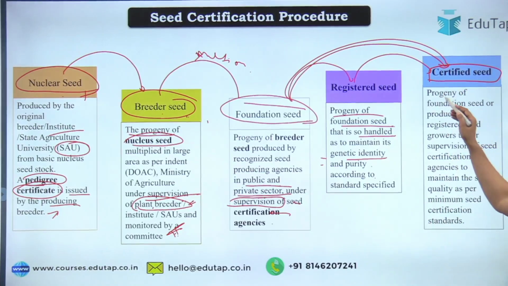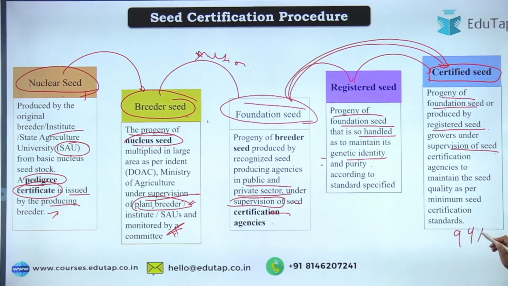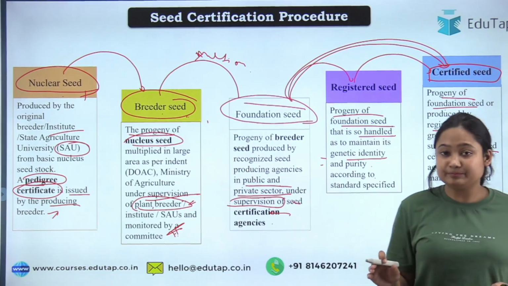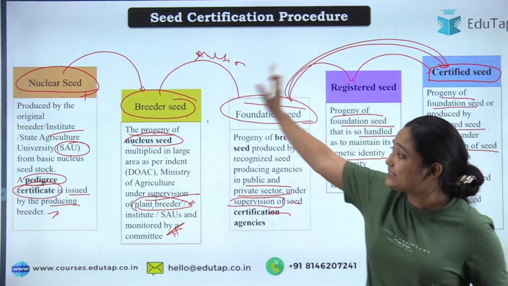Okay, so what will happen? These are progeny of both the foundation seed and the registered seed. Again under supervision, they will be created with a genetic purity of 99%. Okay. So I hope everything is clear now.